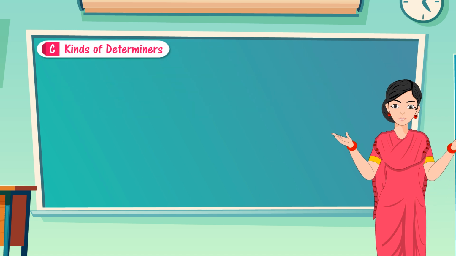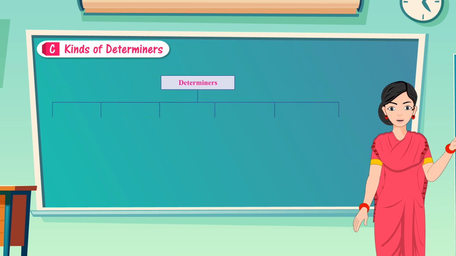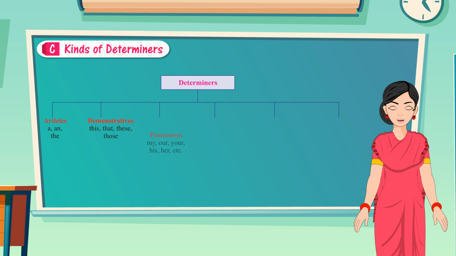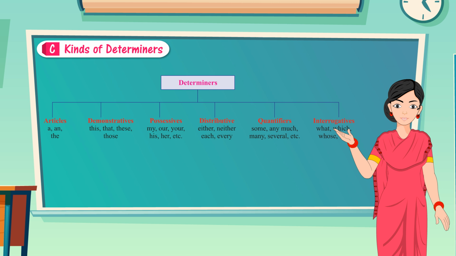Kinds of determiners. Articles. The demonstratives: this, that, these, those. Possessives: my, our, your, his, her, etc. Distributives: either, neither, each, every. Quantifiers: some, any, much, many, several, etc. Interrogatives: what, which, whose, etc.